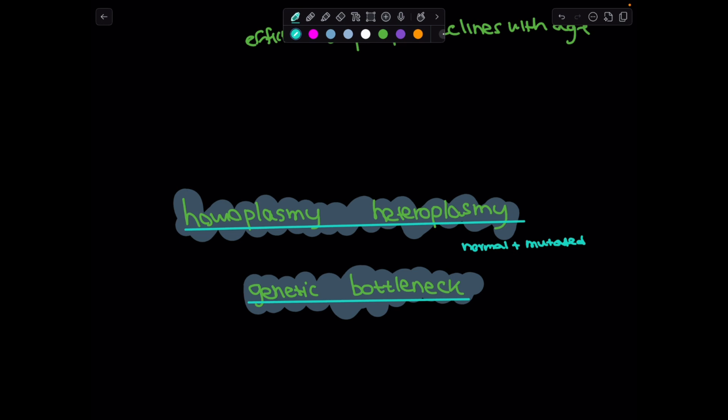So the genetic bottleneck is that there's going to be randomness. Why? How does the name relate to the situation? And what's the threshold effect?